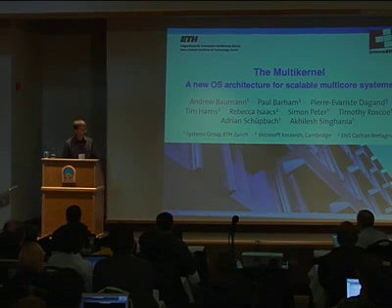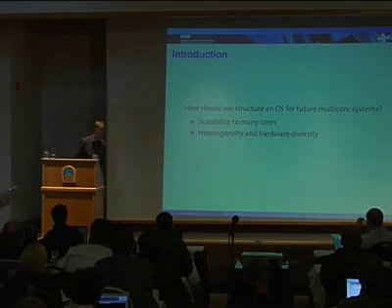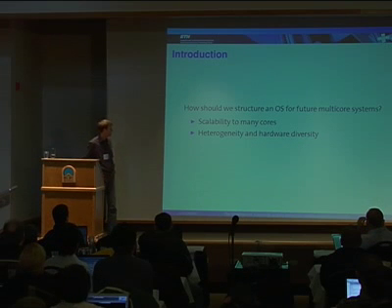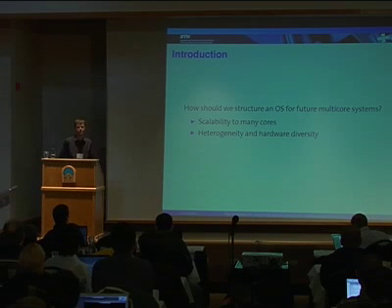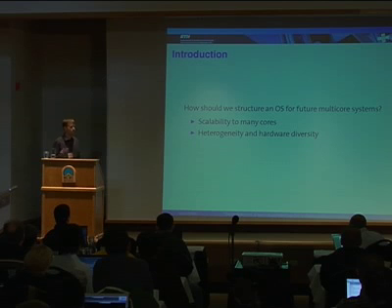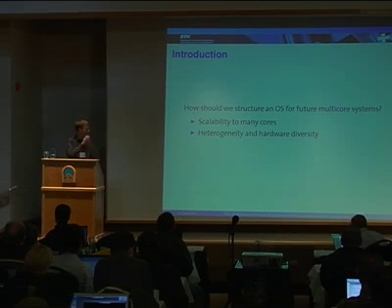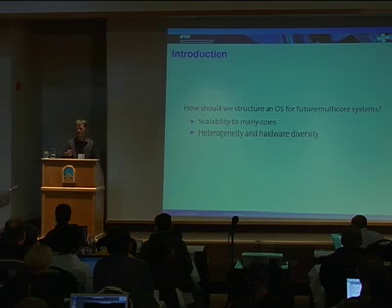This is Barrelfish, and we're talking about the multikernel, which is a new OS architecture for scalable multi-core systems. In particular, what we're trying to address in this work is the question of how to structure an operating system for future multi-core systems. We see two key challenges here. The first is basic scalability to large numbers of cores that may increase at rates approaching Moore's law. But secondly, there's a challenge with heterogeneity and hardware diversity.